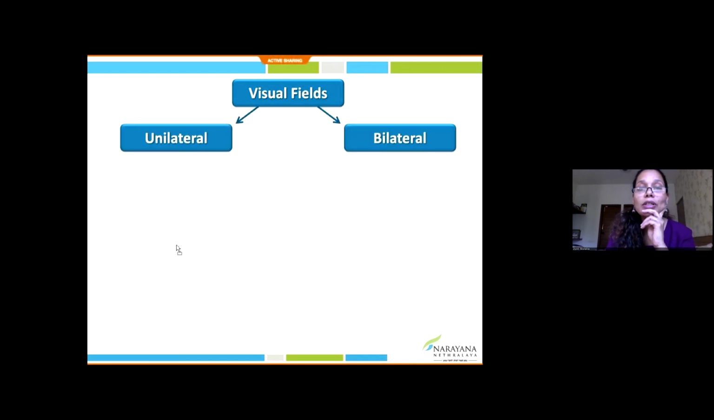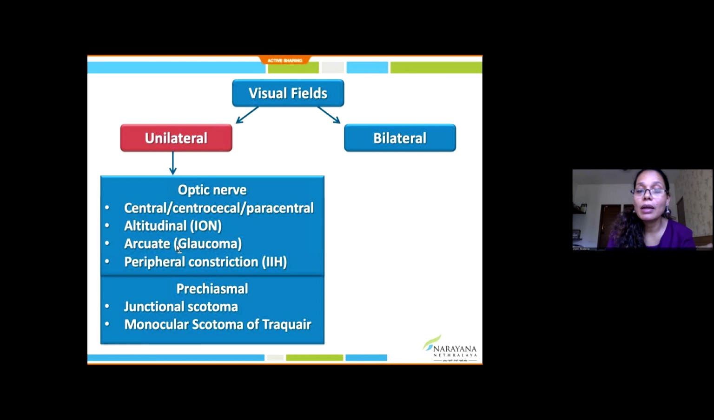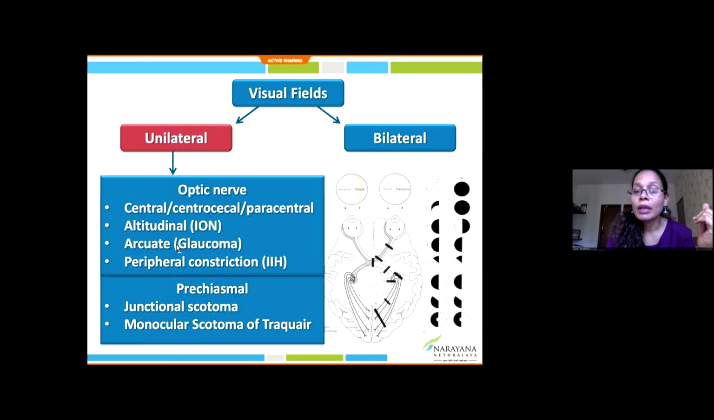First, see if it's unilateral or bilateral, and if it's unilateral, look at the defect. It could be central, cecocentral, paracentral, that could be anything. But altitudinal, think of ischemic optic neuropathy. Arcuate, think of glaucoma. With peripheral constriction, think of IIH. They could be pre-chiasmal, where you see a junctional scotoma. For example, coming back to our diagram, at position 2, just before the optic nerve enters the chiasma, you will see this classical defect where one eye is completely damaged, but in the other eye you see a peripheral defect. That's the junctional scotoma, for which it's important to do a peripheral field also.